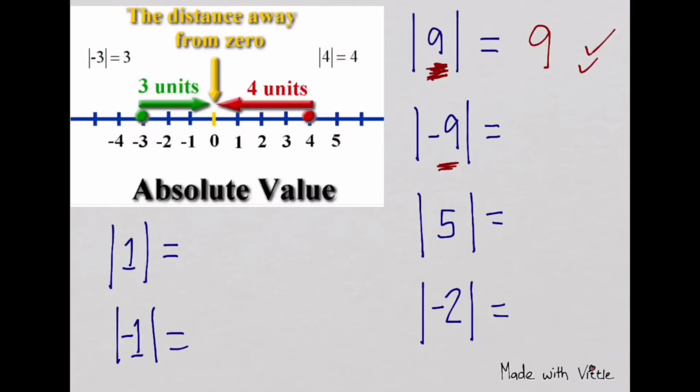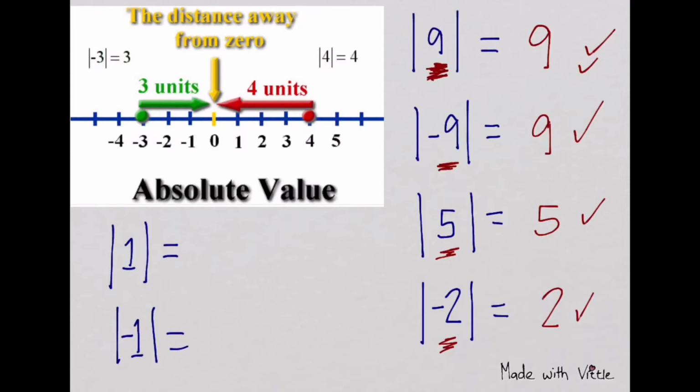What about how far is negative 9 from zero? Or what is the absolute value of a negative 9? Therefore, it's 9 spaces still from zero. Okay? What is the absolute value of a 5? It's 5 spaces from zero. What is the absolute value of a negative 2? Of course, it's 2 spaces from zero.